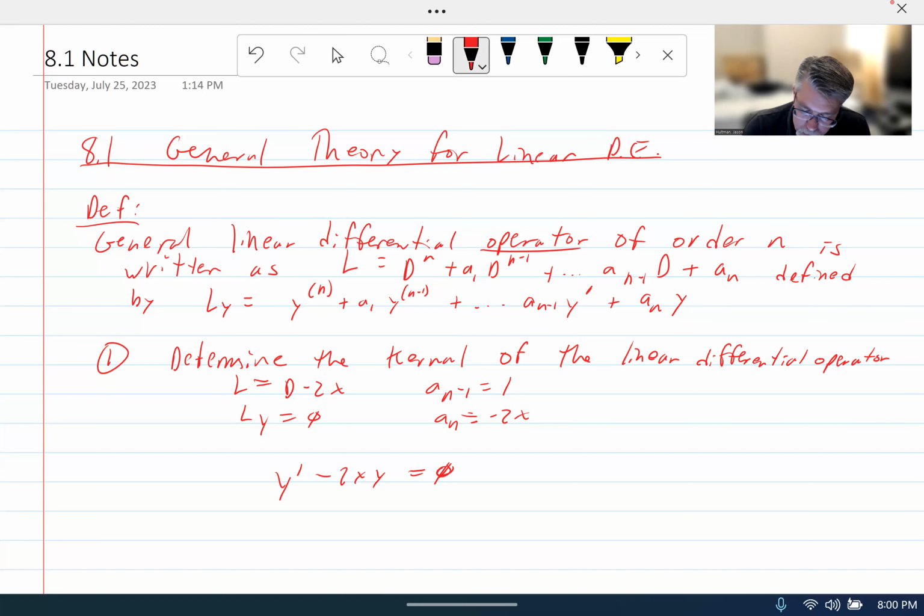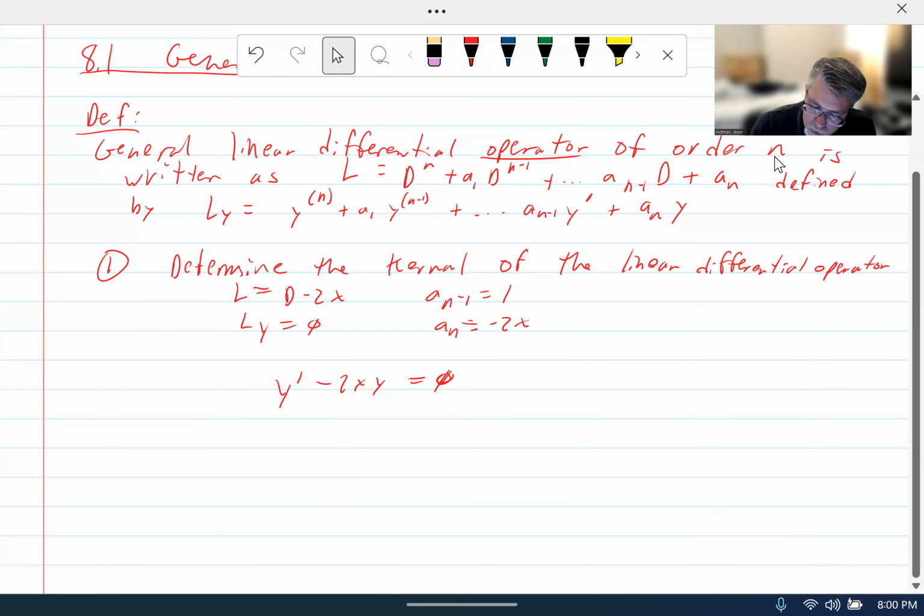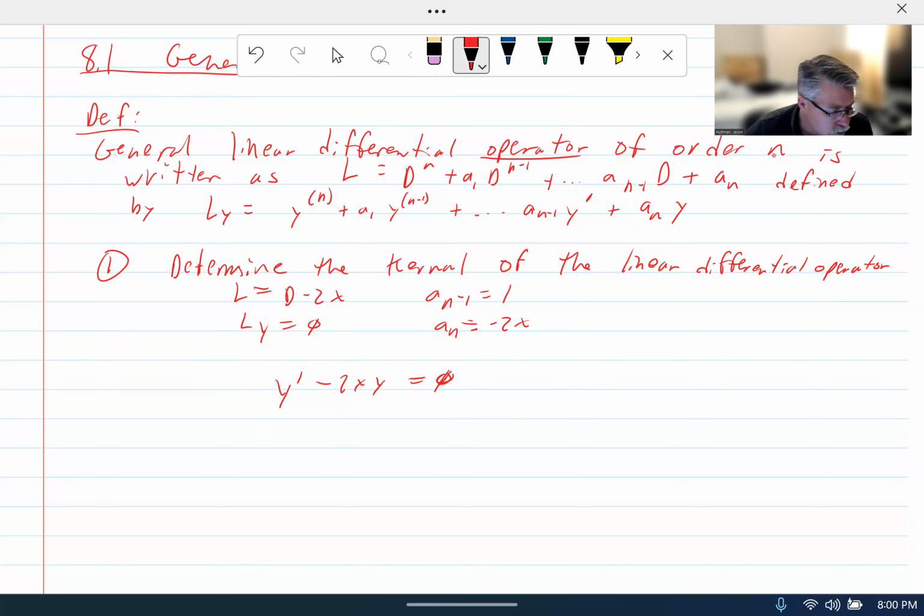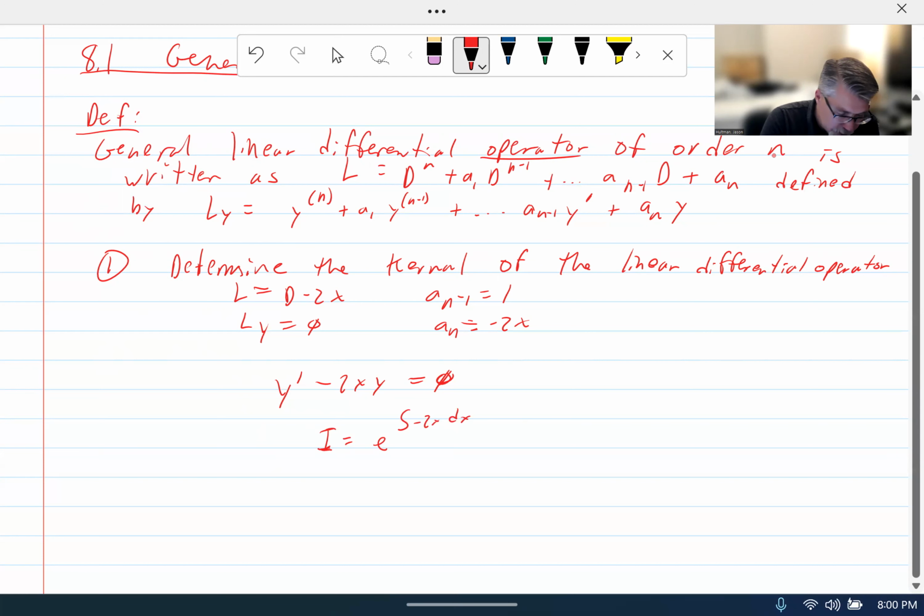Okay, so we can solve this linear differential equation. We want all the values that will make this equal to 0. That would give me the kernel. So what are all the values that are going to make this 0? Well, let's just solve. My integrating factor is going to be e to the integral of negative 2x dx, which is equal to e to the negative x squared.